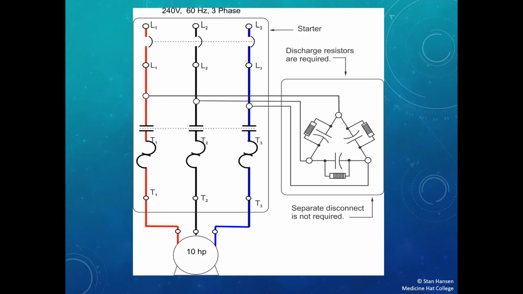The third orientation we can have between capacitor and motor is to have the capacitors on the load side of the disconnect but on the line side of the motor controller itself. So we'd have the connection to the capacitors between the disconnect switch and the motor controller.